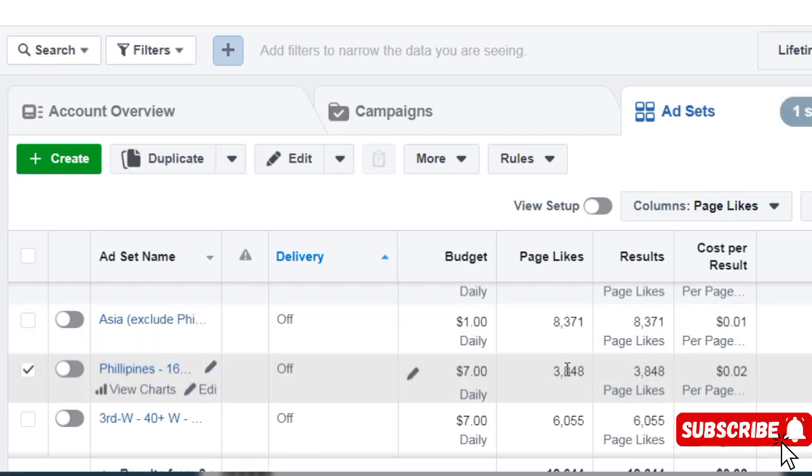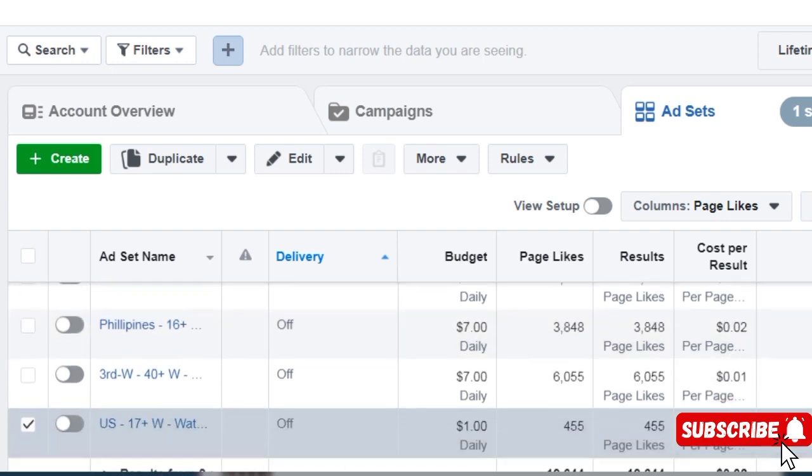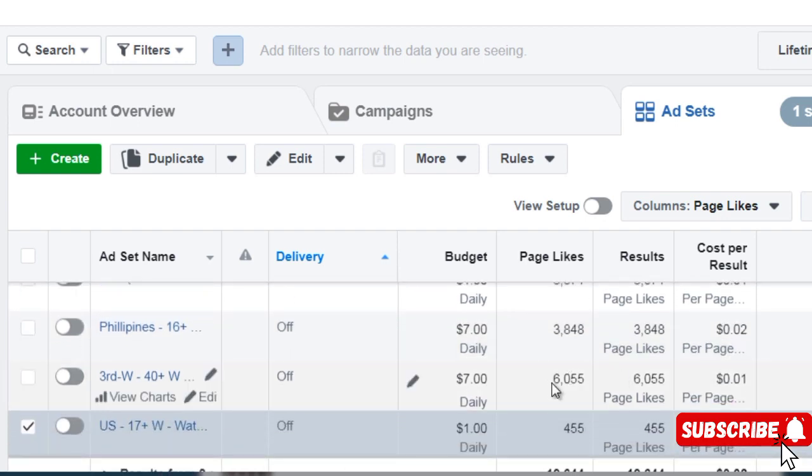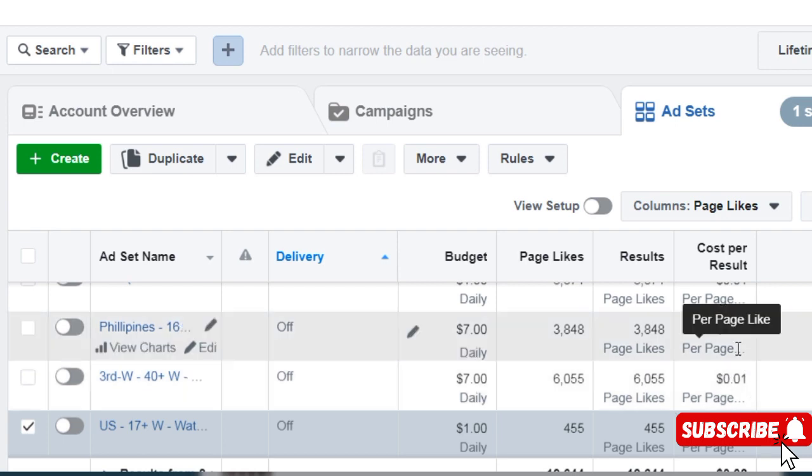So as we scroll down here, we've got Philippines, 3,848 likes for about 2 cents. So we scroll down further. When it says third W, that's third world countries. So those are tier 3 countries. And I basically just took a bunch of third world countries and just put them all into one campaign. Now, ideally, you would probably want to split them up into different countries, but just to make things faster, I did that. So as you can see here, I've got penny likes, literally pennies right there.